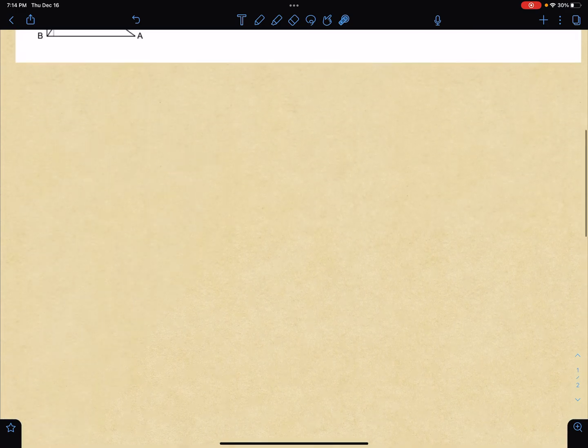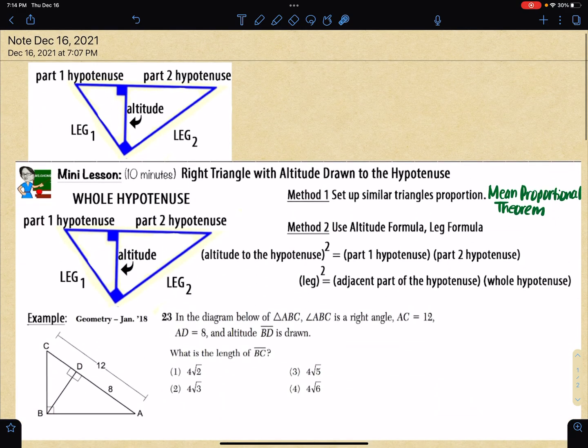Now let's put a Chong twist to this. What I noticed is that a lot of students mess up the proportions, and once you mess up the proportion, your answers end up becoming wrong. So I made up two formulas, and I call them the altitude drawn to the hypotenuse Chong formulas. So let's say we wanted to deal with the leg.